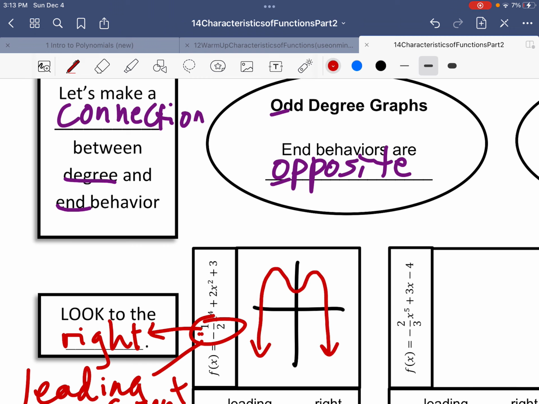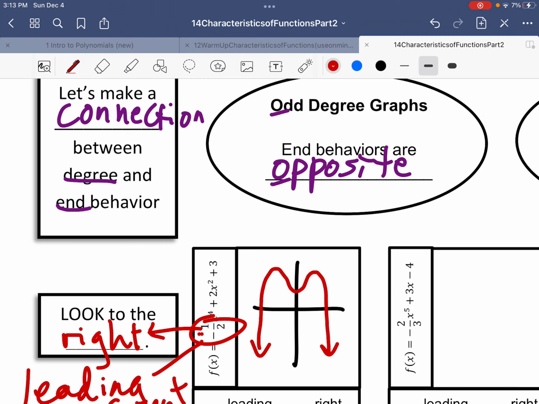x squared minus 5. Now we can put x squared minus 5 into Desmos, but you may already have an idea of what that's going to look like. Remember, x squared is going to be a parabola, and if we have a minus 5, it's just going to be shifted down 5. But what we want to do is draw a sketch of that parabola and look at what's happening to the right. Well, look, it looks like it's actually going up to the right, and the leading coefficient is positive.